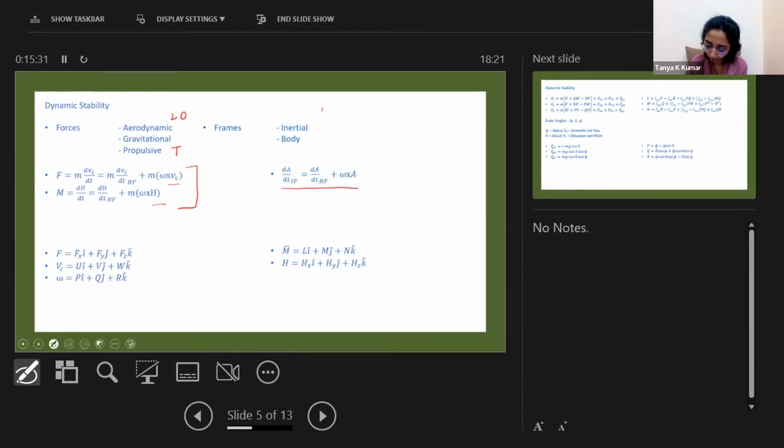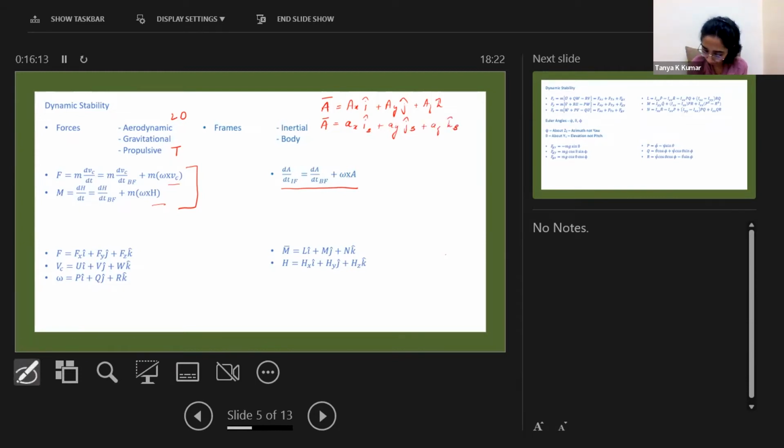We defined A first in the inertial frame. So A is a vector. It's defined in the inertial frame as Ax i plus Ay j plus Az k. Similarly, the vector is the same, so we can define the vector in the body frame or the inertial frame. In the body frame, we define it as small ax iB plus small ay jB plus small az kB. Okay. Now you differentiate both of these terms.